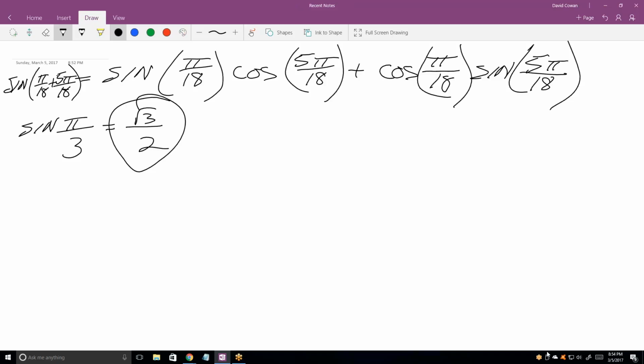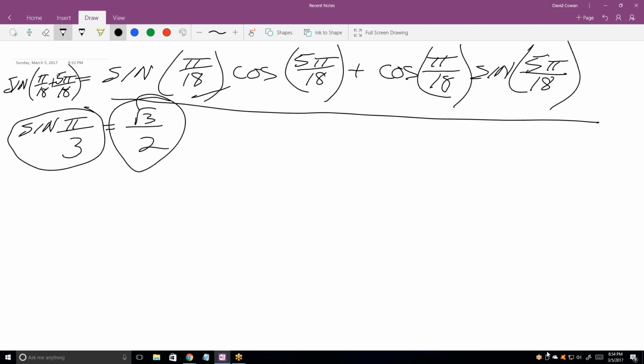And all of these are first quadrant angles. Although we never really noticed that we didn't ever have to figure out what the sine of pi over 18 was, or cosine of 5 pi over 18. Because all we needed to do was recognize that we were looking at the right side of the sum and difference for sine. And then it turns into a nice, simple angle. All right, what else?